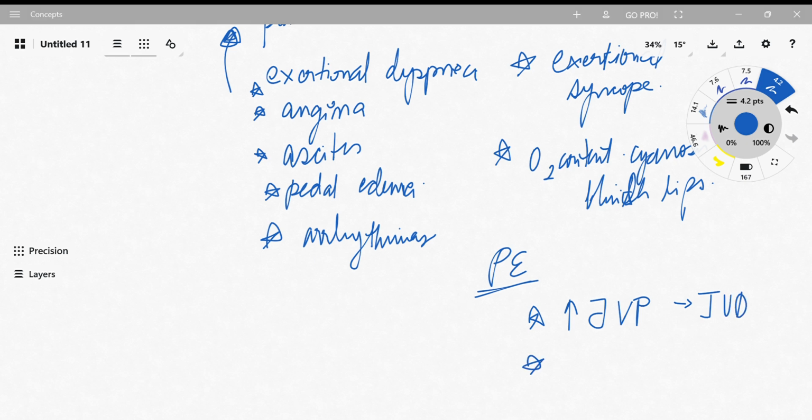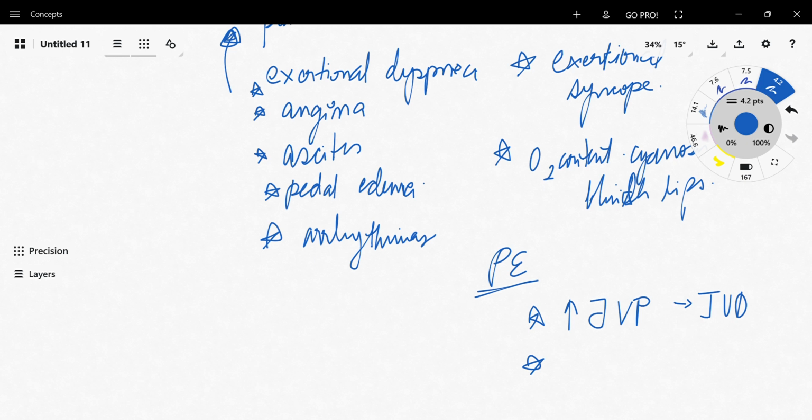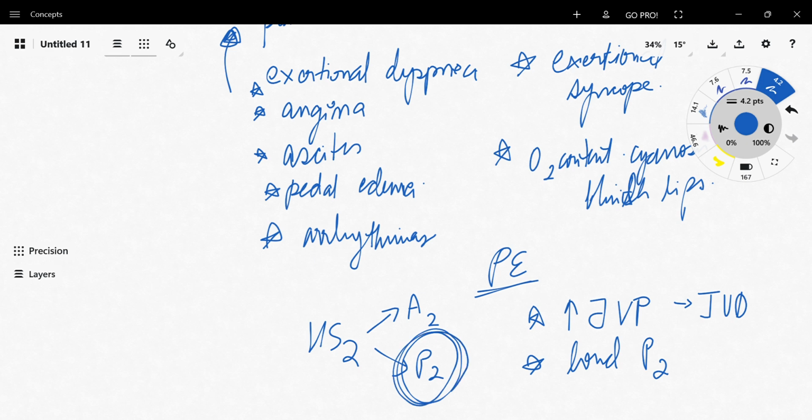And they can have, like, on auscultation, loud P2, which is the pulmonic component of the heart sounds, right? So the HS2, that is the heart sound 2, has an aortic and a pulmonic component, and because your pulmonary pressures are high, the pulmonic valve, when it closes, it causes a loud P2 sound.